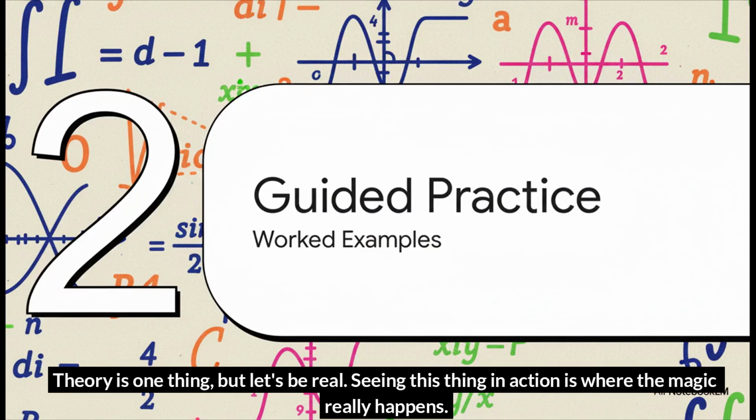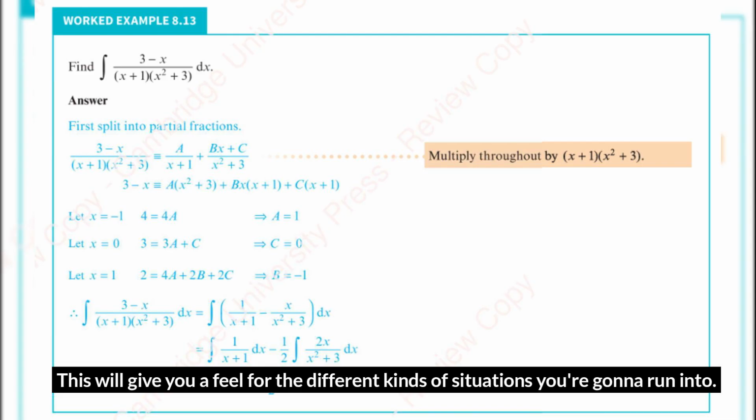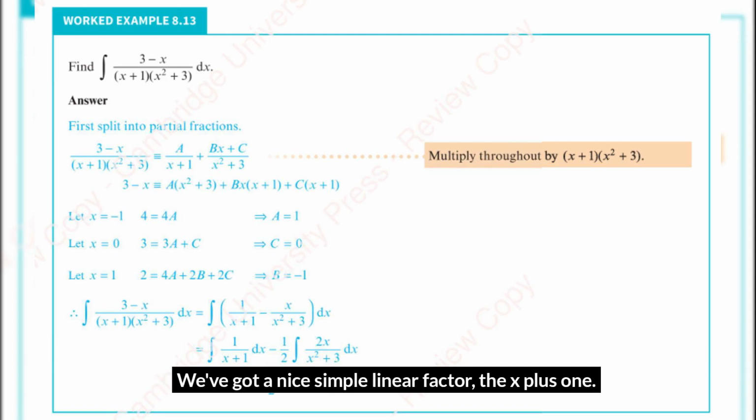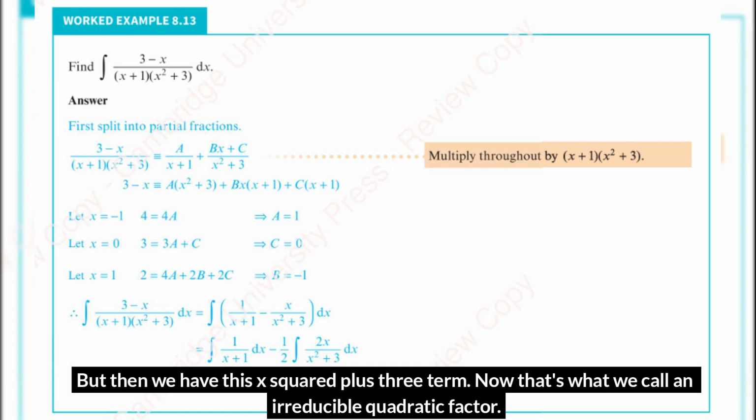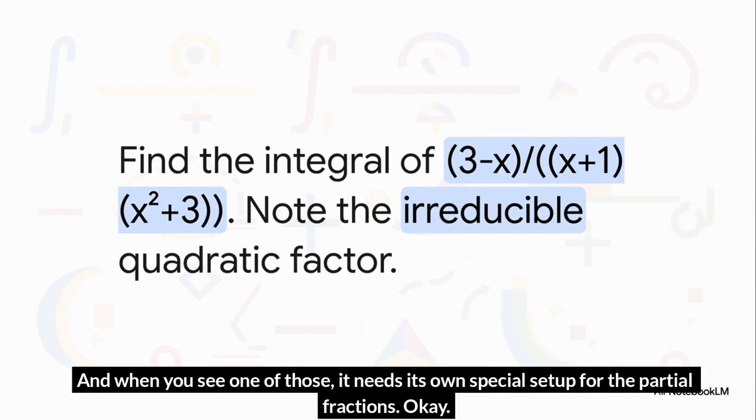Okay, theory is one thing, but let's be real. Seeing this thing in action is where the magic really happens. So let's walk through a couple of foundational examples. This will give you a feel for the different kinds of situations you're going to run into. So for our first example, check out the denominator here. It's a bit of a mixed bag. We've got a nice simple linear factor, the x plus 1. But then we have this x squared plus 3 term. Now that's what we call an irreducible quadratic factor. Basically, it means you just can't factor it down any further. And when you see one of those, it needs its own special setup for the partial fractions.